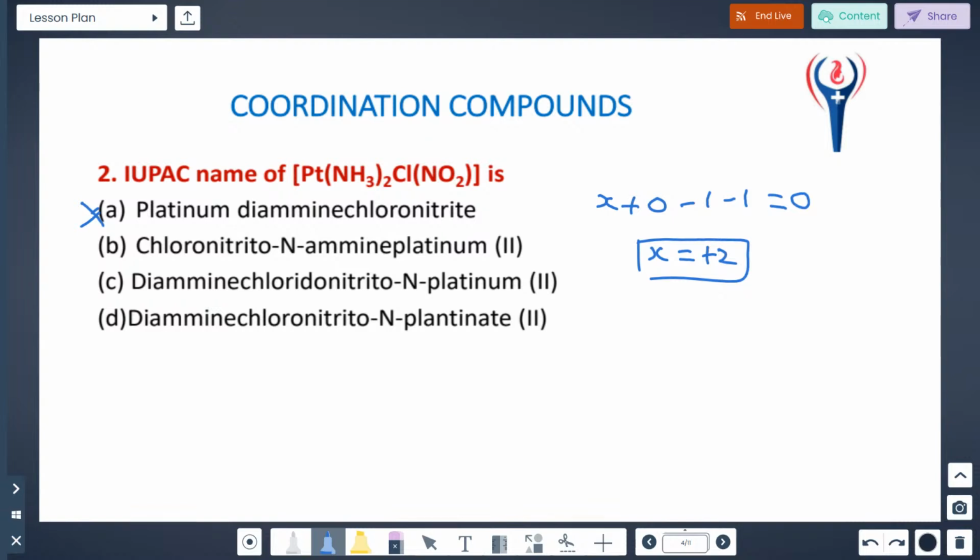So diamine, chlorido, nitrato-N, platinum. In a neutral complex, we should say only platinum. Don't say platinate. Only in an anionic complex should the metal name end with -ate. For a neutral complex and a cationic complex, you just say the metal name. Platinum, and we found the oxidation state 2. Among these 4 options, sorry, C is the correct one. If you have 3 different kinds of ligands, say the ligands in alphabetical order: amine first, chlorido next, nitrato. Understood? Next one.